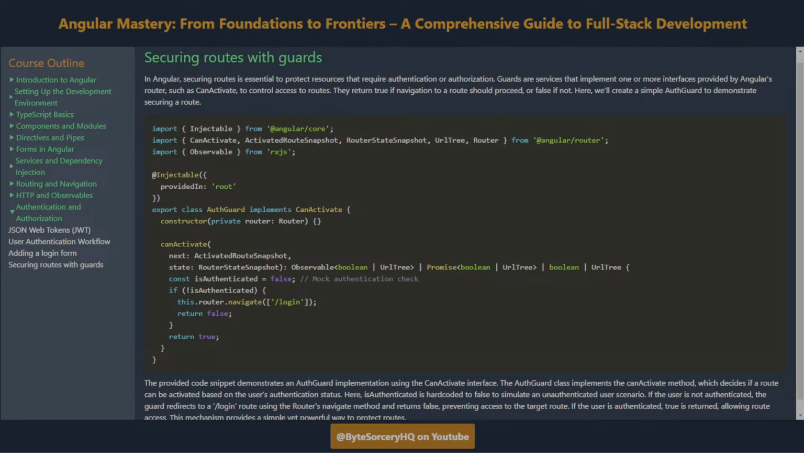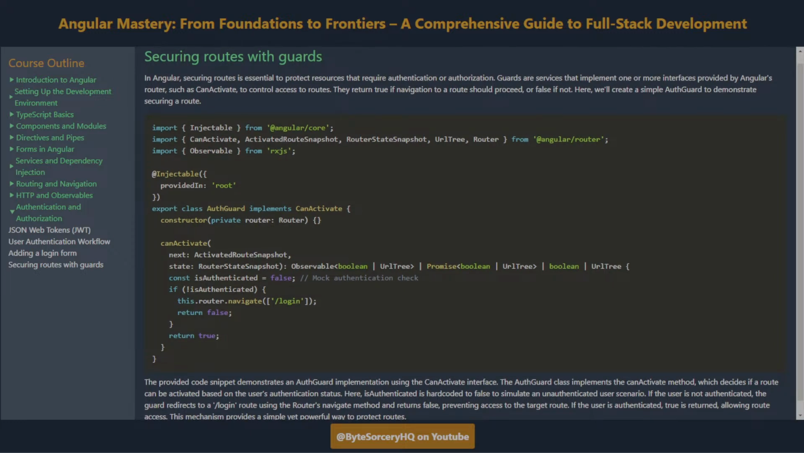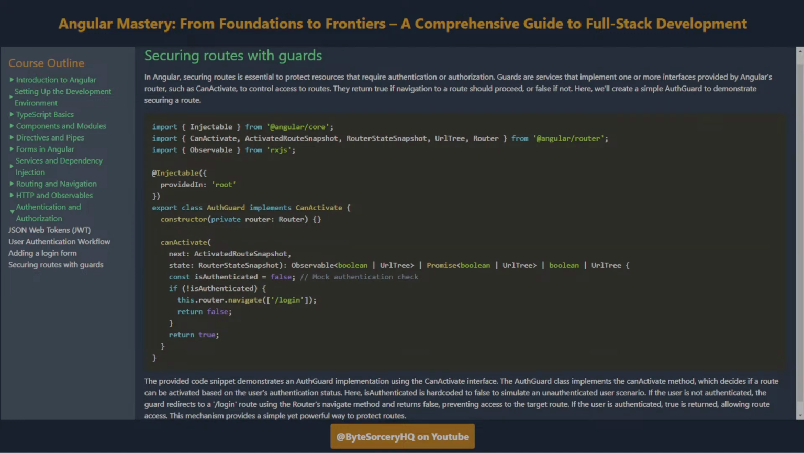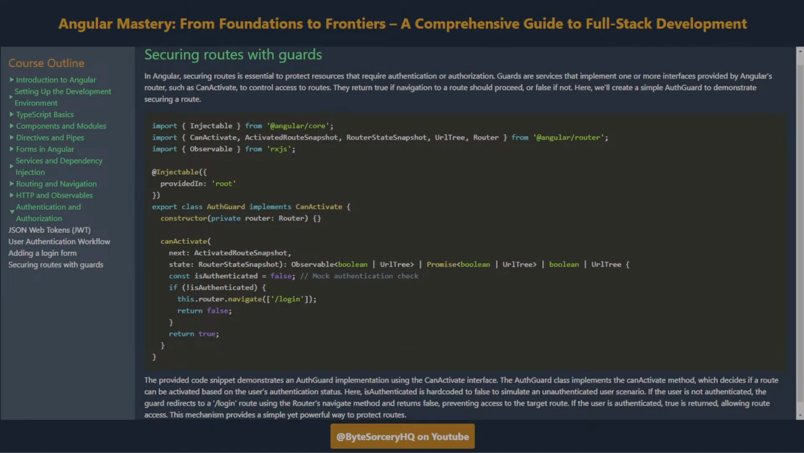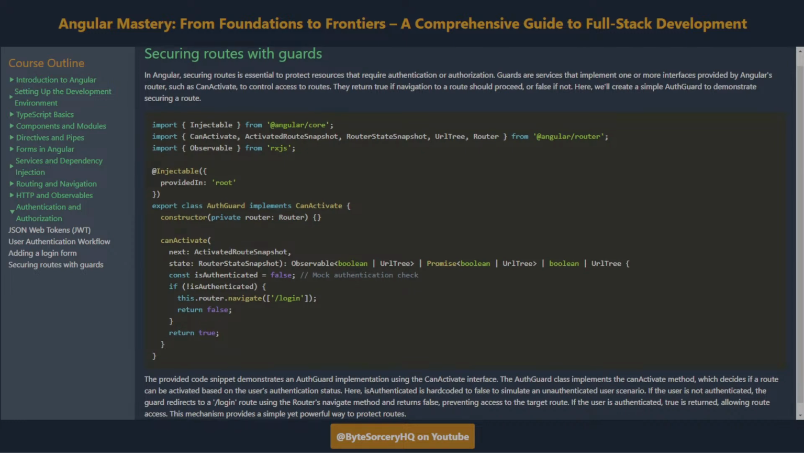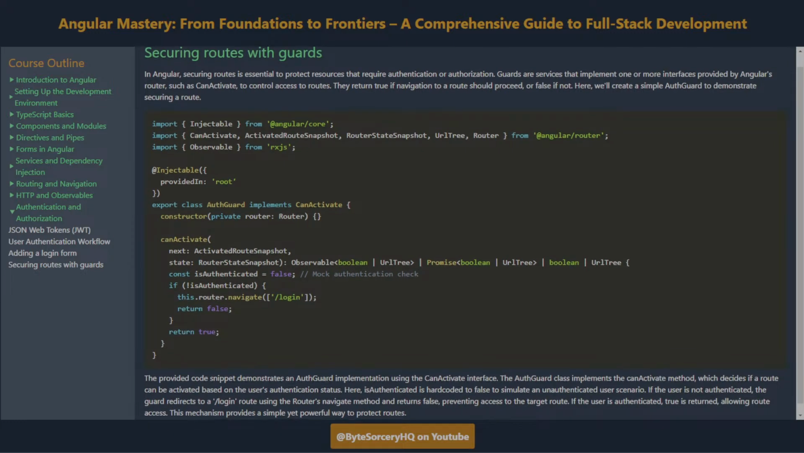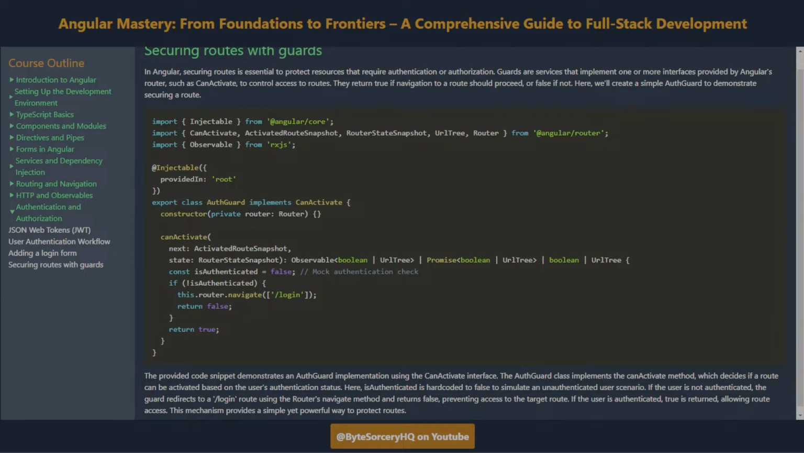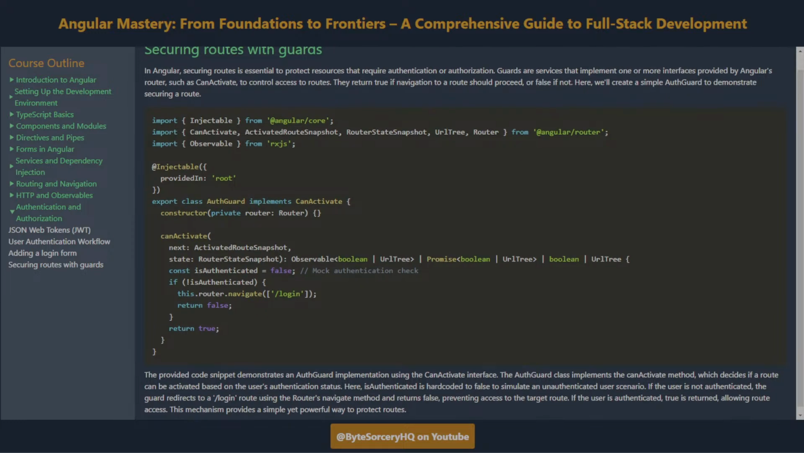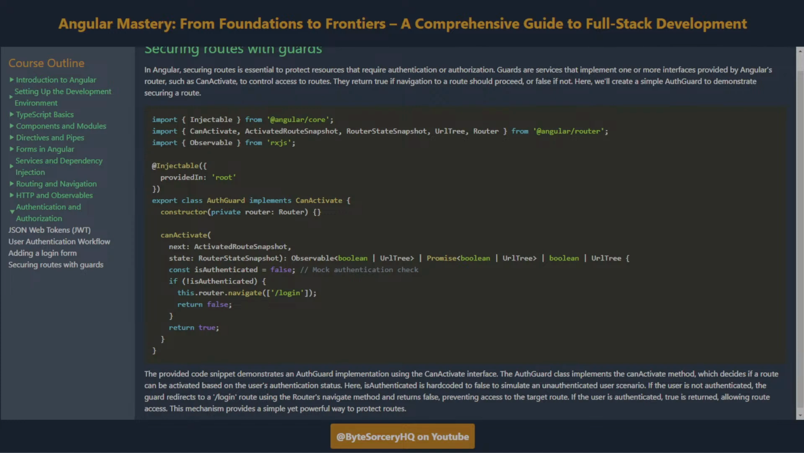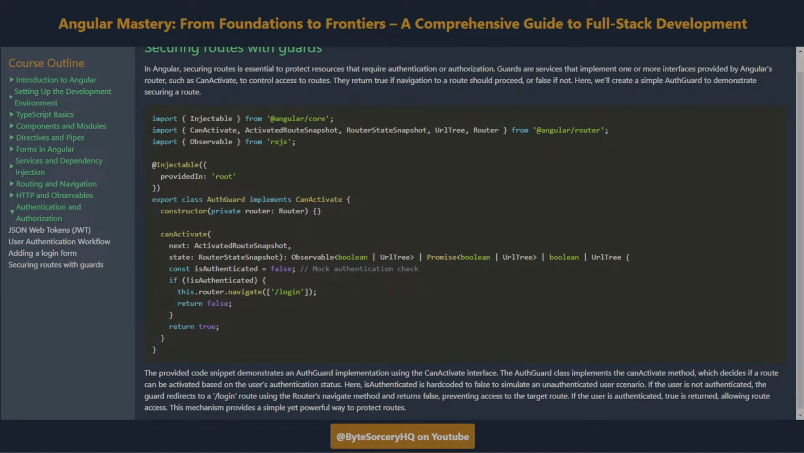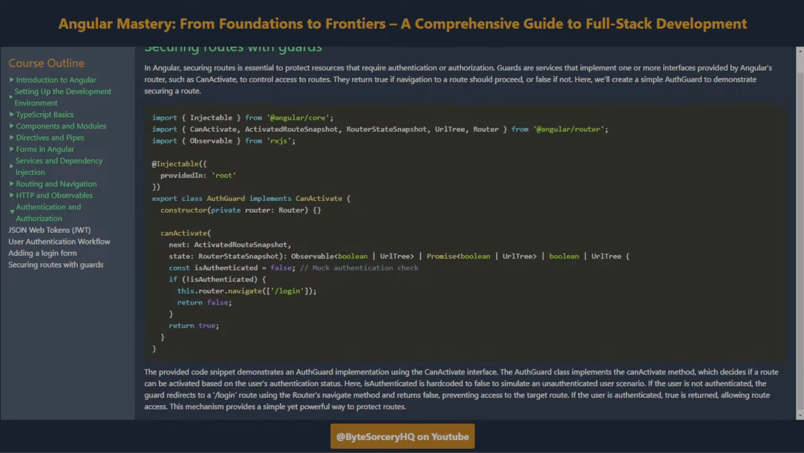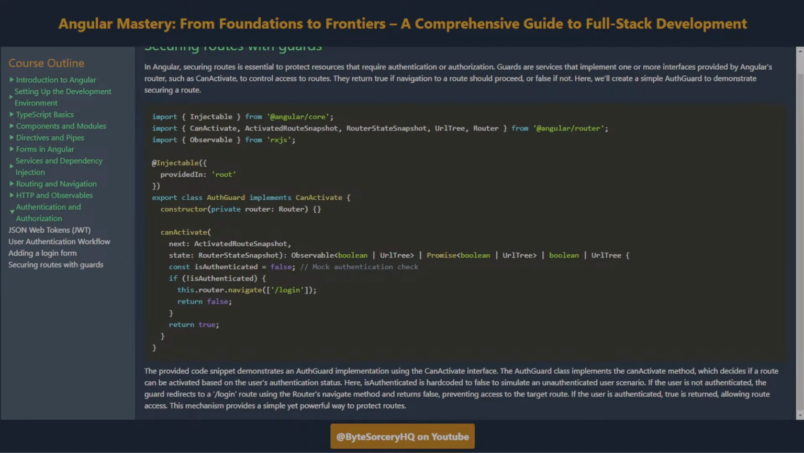The provided code snippet demonstrates an auth guard implementation using the canActivate interface. The AuthGuard class implements the canActivate method, which decides if a route can be activated based on the user's authentication status. Here, isAuthenticated is hard-coded to false to simulate an unauthenticated user scenario. If the user is not authenticated, the guard redirects to a /login route using the router's navigate method and returns false, preventing access to the target route. If the user is authenticated, true is returned, allowing route access. This mechanism provides a simple yet powerful way to protect routes.